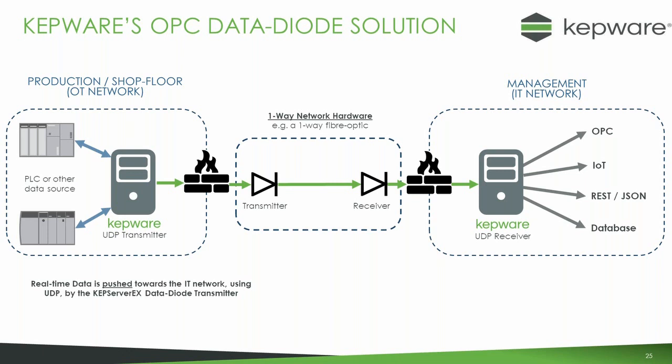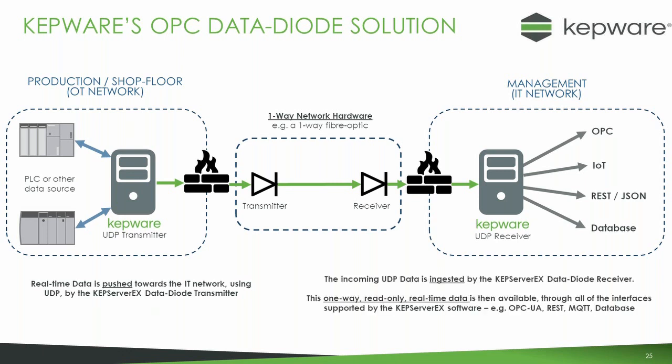So the data diode transmitter is pushing, the UDP receiver is ingesting. Now, once the data has arrived inside the copy of KEPSERVER on the IT network at the UDP receiver, the data is then sitting in the memory of KEPSERVER and can be passed to any of the normal interfaces of KEPSERVER. So you'd have OPC applications, IoT applications, database logging applications, you could pass it onto IoT clouds. From the perspective of these applications on the right-hand side, they'd see a copy of KEPSERVER, and they don't know that this data is coming from a one-way connection on the left-hand side.